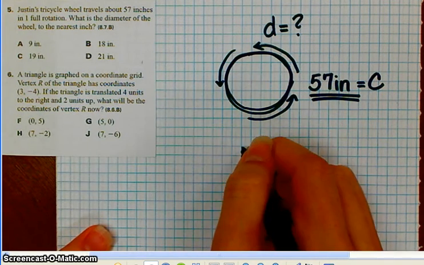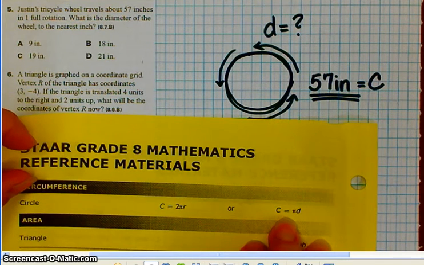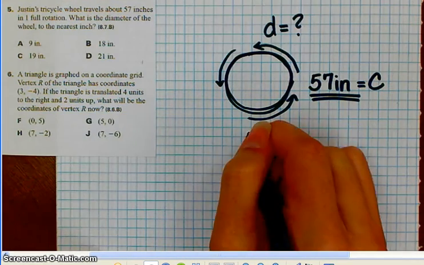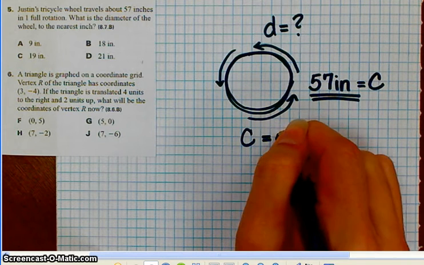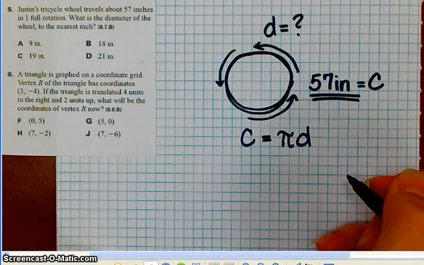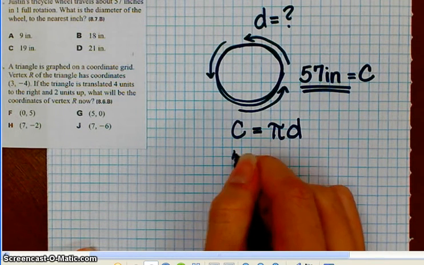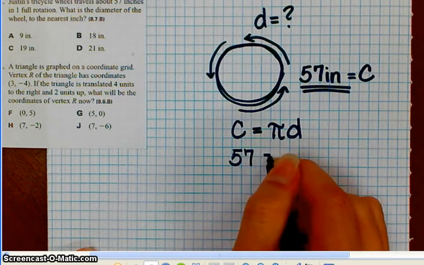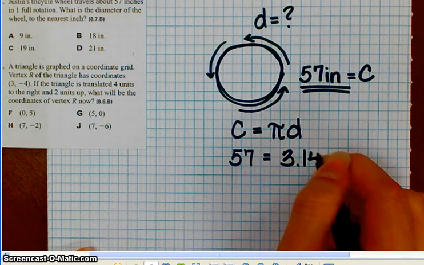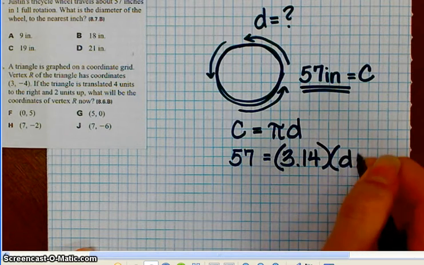So we need to go back to our formulas if we don't remember. Remember that circumference is equal to pi times diameter. Circumference equals pi times diameter. All right. I know circumference, so I'll put it in here where it says circumference. I know pi, 3.14. I don't know diameter. Okay?